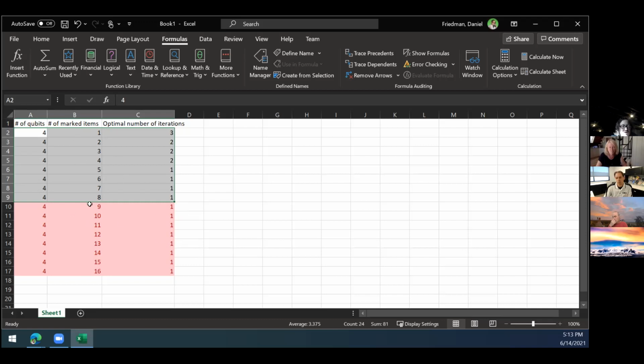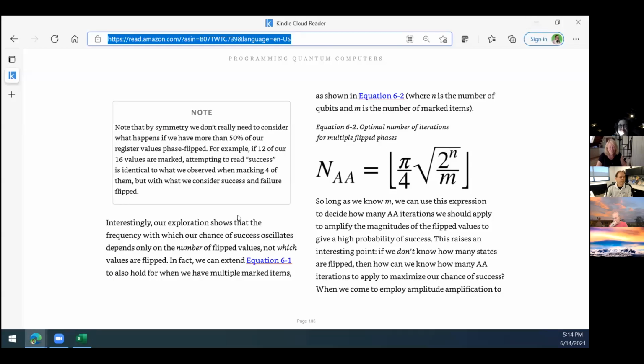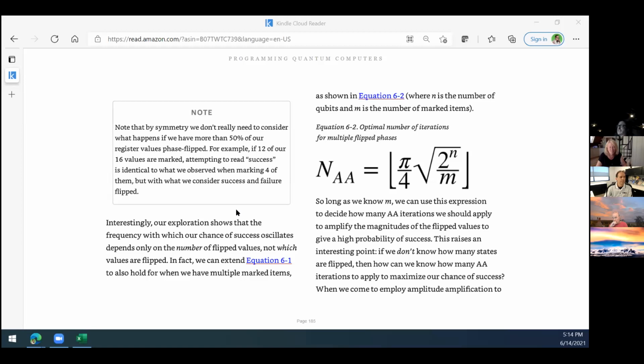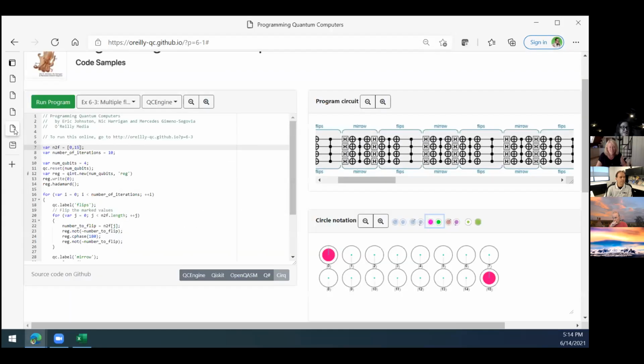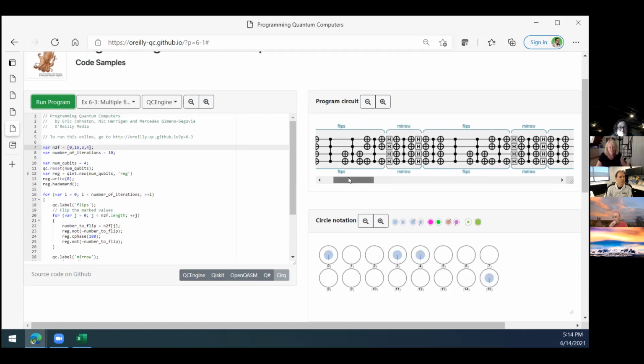So 1 through 8, your friend. 9 through 16, not your friend, apparently. So let's see. Let's go back to this here with the multiple bit flipping. If we do 4 numbers here, let me go right here. Let me get to the first one here.